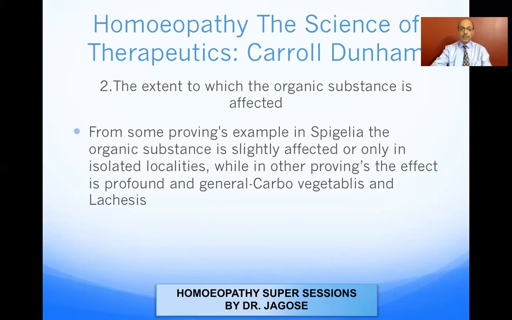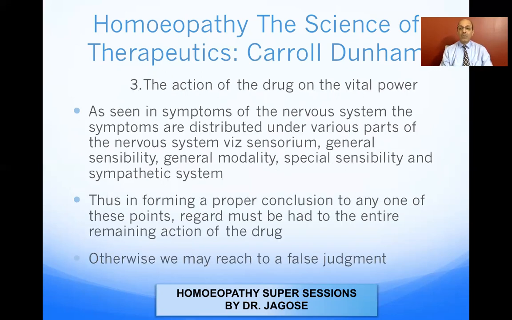The action of a drug on the vital power is seen in the symptoms of the nervous system. The symptoms are distributed under various parts of the nervous system: sensorium, general sensibility, general modality, special sensibility, and sympathetic system. Thus, in forming a proper conclusion on any one of these points, regard must be had to the entire remaining action of the drug. Otherwise, we may reach a false judgment.